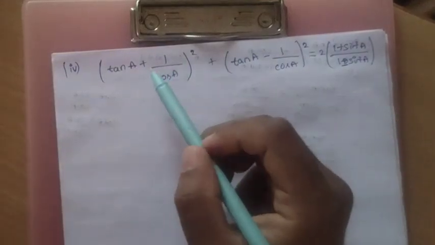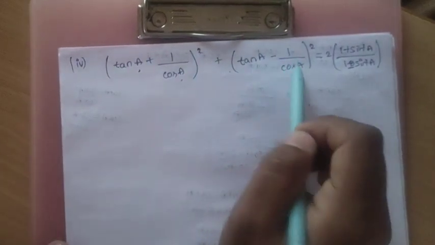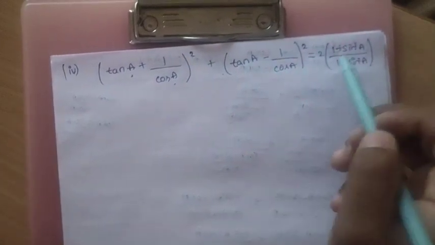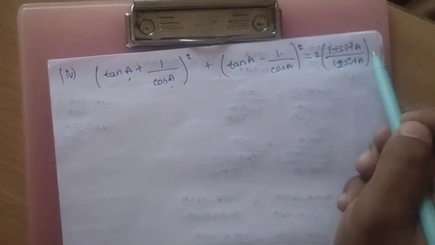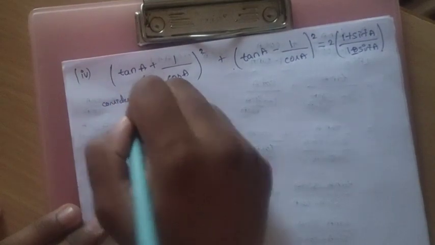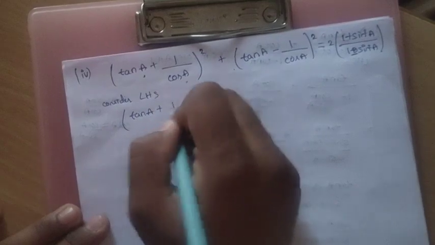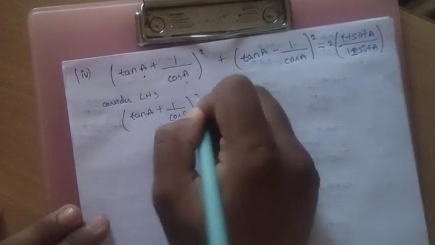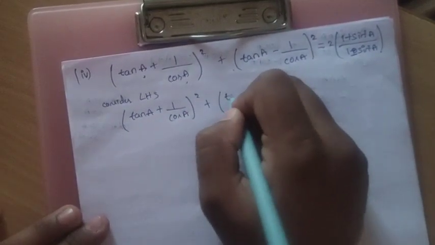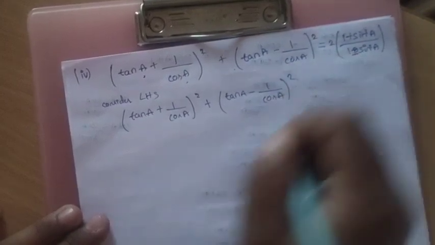So now question number 4. (Tan a plus 1 divided by cos a) whole square plus (tan a minus 1 divided by cos a) whole square should be equal to 2 into (1 plus sin square a) divided by (1 minus sin square a). That is what we need to show. First consider LHS. What is LHS here? (Tan a plus 1 divided by cos a) whole square plus (tan a minus 1 divided by cos a) whole square.